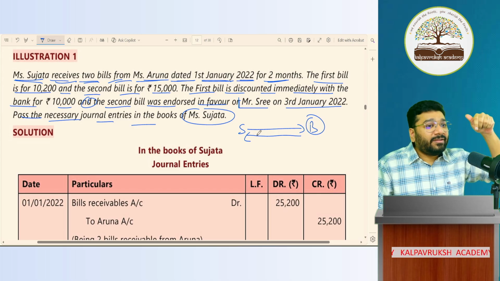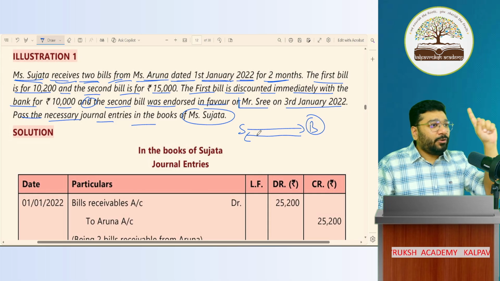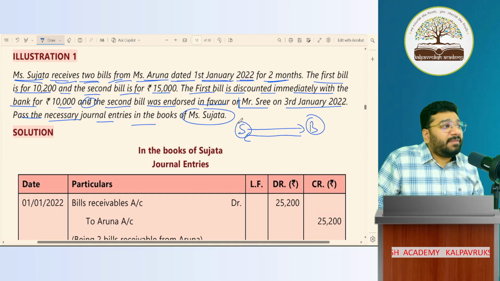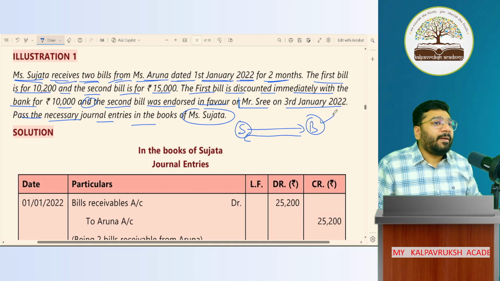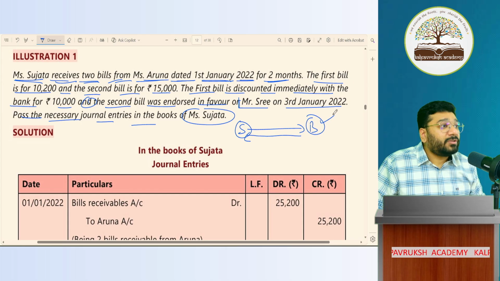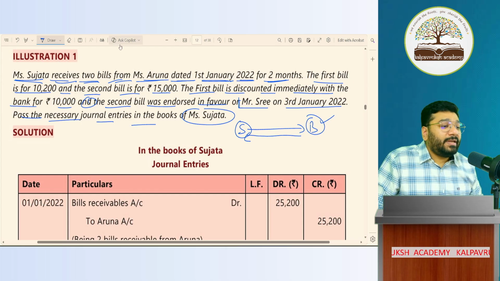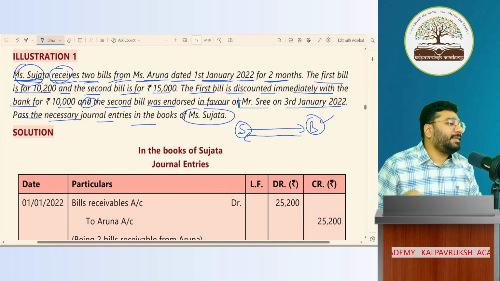So here, which receipt are they talking about? I'll say it one more time, listen carefully. Seller will draw the bill and send it to whom? Buyer. So buyer will receive the bill. Then buyer will accept it and send the bill to whom? Seller. So seller also receives the bill. So now it says that Mrs. Sujata receives two bills. Then is Sujata buyer or seller?